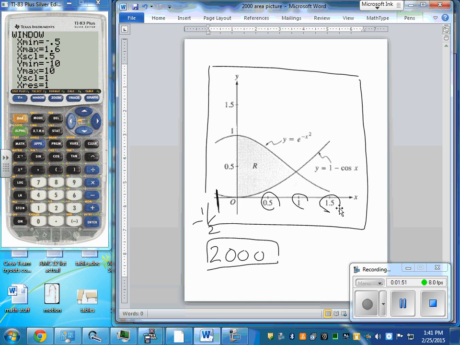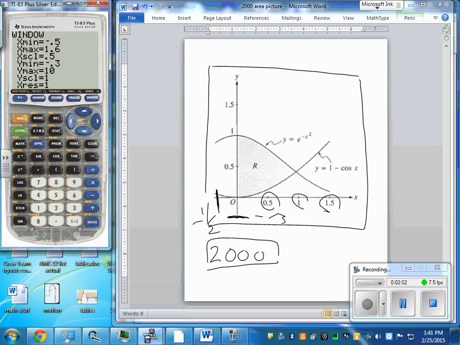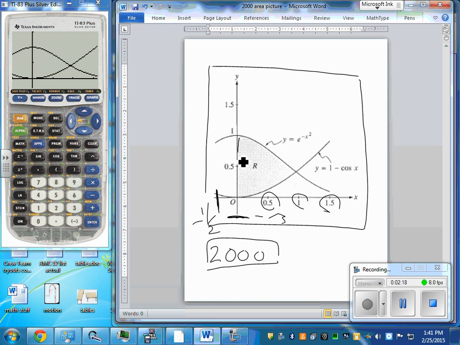For the y's, the smallest y is a little bit below the axis. I'm going to call that negative 0.3-ish. I'm not sure it much matters how far down you go. The max y is 1.5, and the y scale is again 0.5. Then when I hit graph, I should get a picture similar to the one in the test, and it does look about like that, this being R, the region in here.